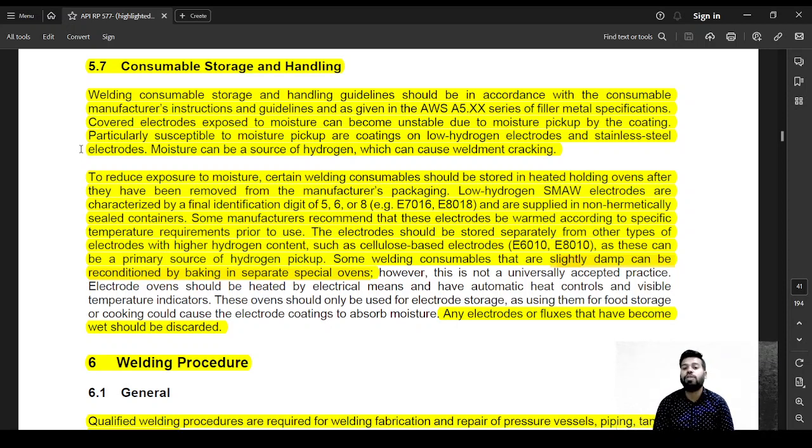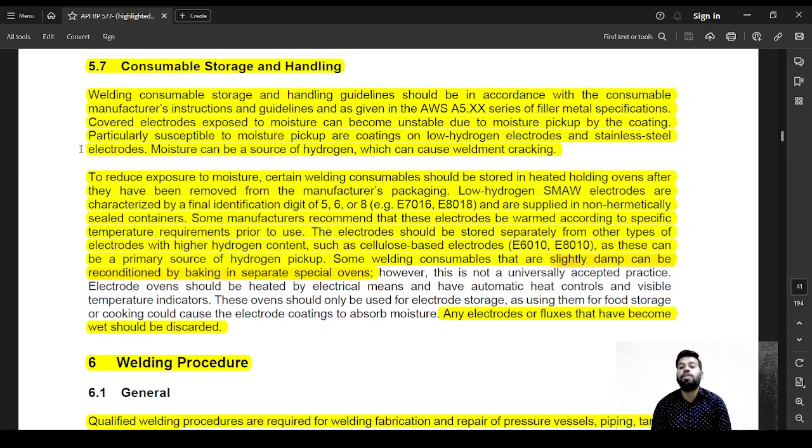To reduce the exposure to moisture, certain welding consumables should be stored in heated holding ovens after they have been removed from the manufacturer's packing. Low hydrogen SMAW electrodes are categorized by their final identification number, that is 5, 6 or 8, and are supplied in non-hermetically sealed containers. Some manufacturers recommend that these electrodes be warmed to specific temperature requirements prior to use.